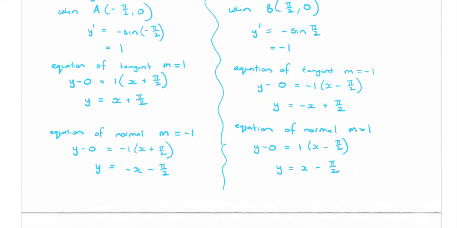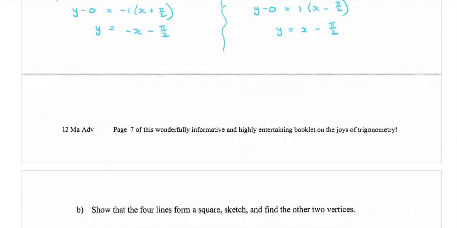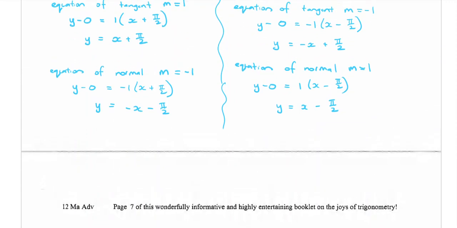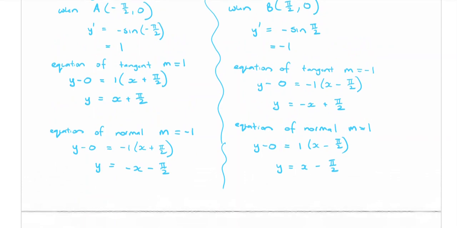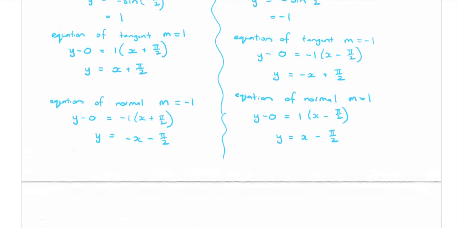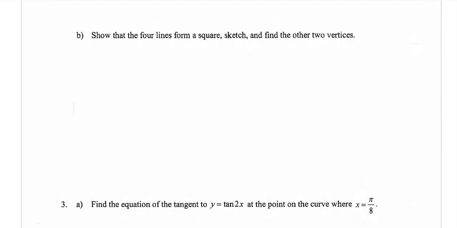Okay, moving on to part B. Show that the 4 lines form a square and find the other 2 vertices. I wish this wasn't on 2 different pages. That's annoying, isn't it?